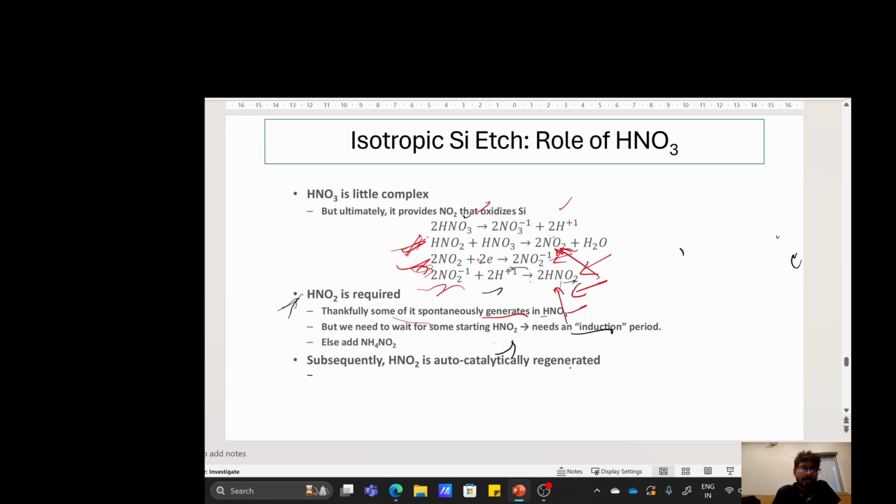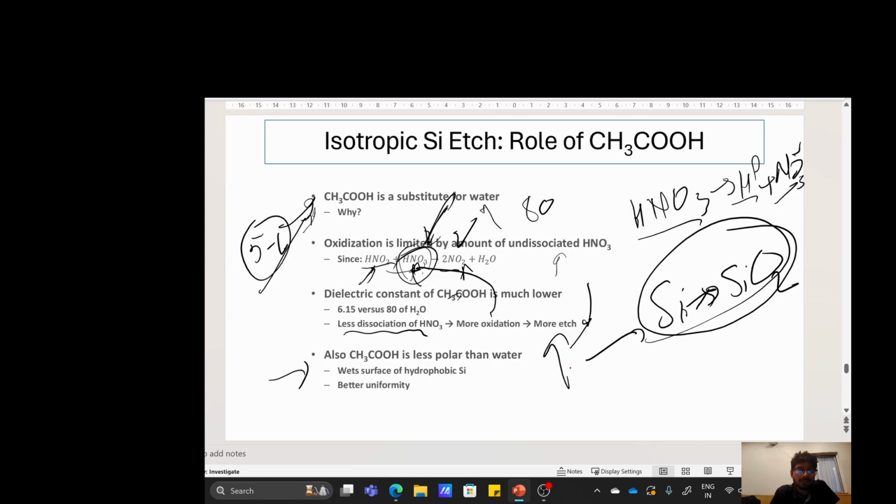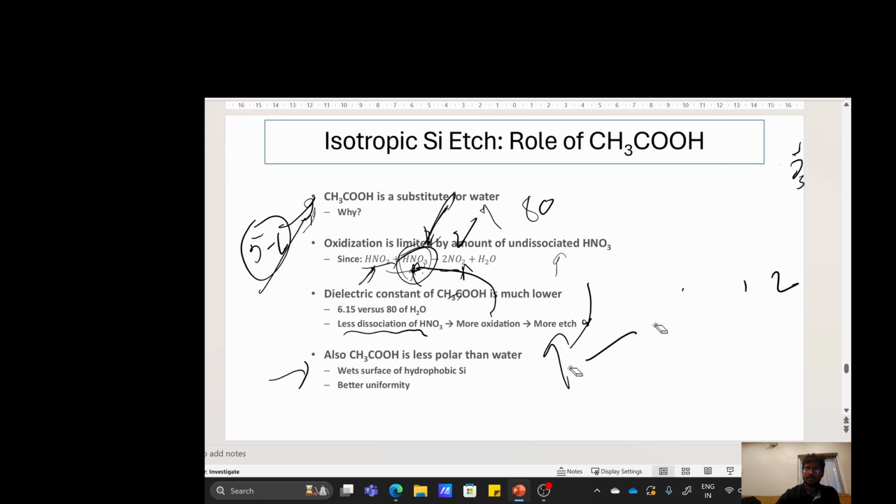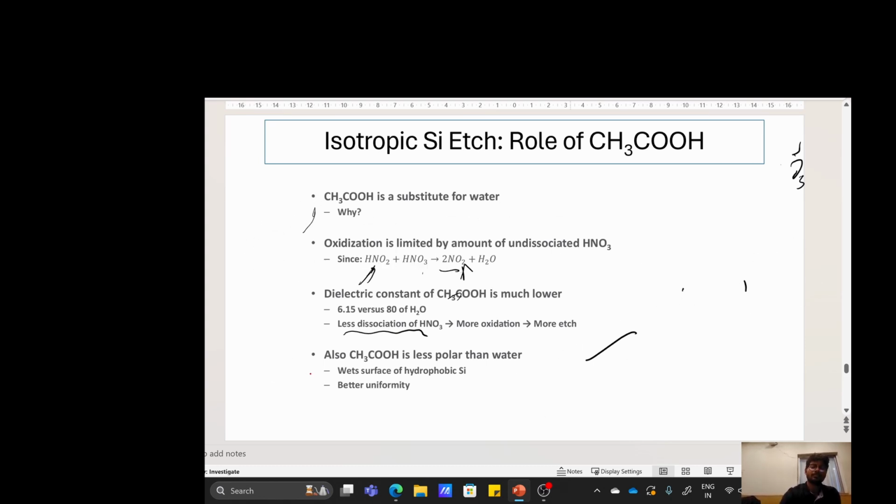Now we will see what is the role of the acetic acid, instead of water.